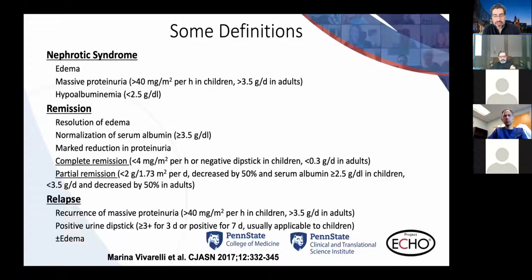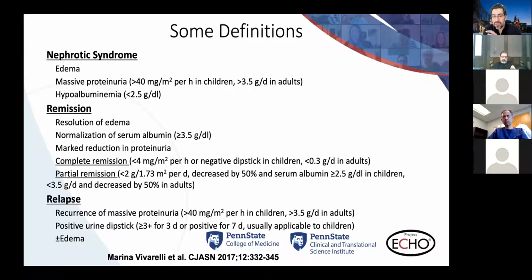Remission is based on clinical remission: resolution of edema, albumin normalized to more than 3.5, and a real reduction in proteinuria. What would you describe as complete remission? In kids, it's if proteinuria goes below 4 milligram per meter square per hour, or negative on dipstick, and in adults it's less than 0.3 grams per day. Partial remission is when the proteinuria is not completely gone but decreased by 50%, and albumin is more than 2.5 in adults, and in children is less than 2 gram per 1.73 meter square.